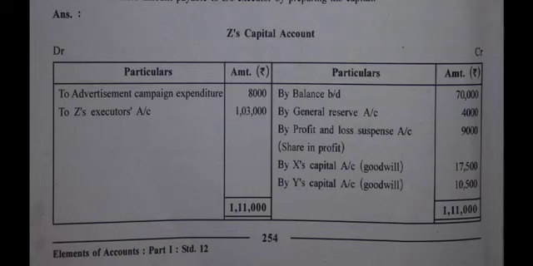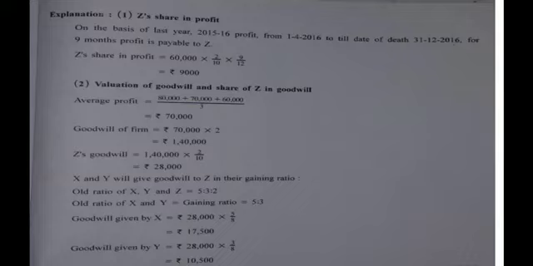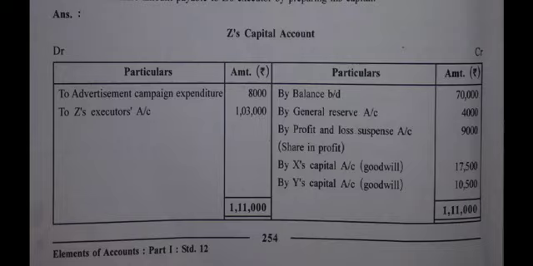Alright, so last year's profit, what it was? Here it is, 60,000. And what is his share? 2 by 10. And for how many months you are supposed to give? For 9 months. So this is how it has been calculated. So 9,000 has been credited again, and below, of course, this is the amount of goodwill given by X and Y respectively to Z. Yes, so the total for credit side is 1,11,000.